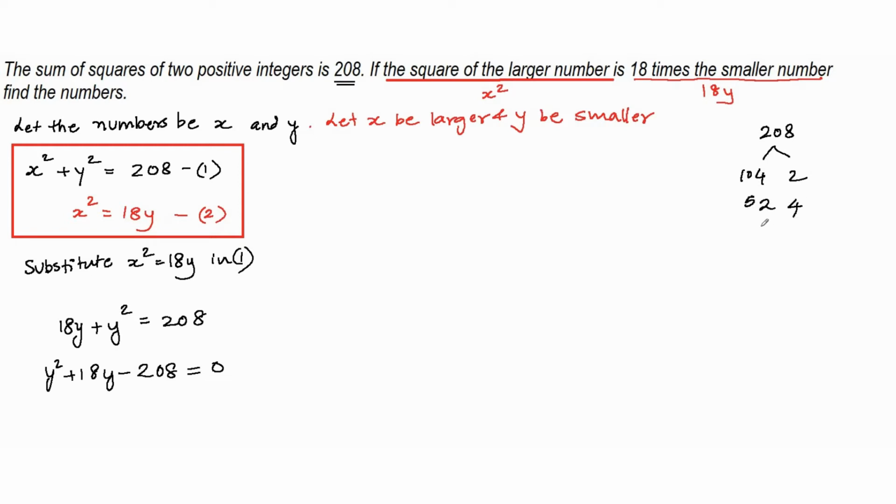52 fours are. This also doesn't give us a sum of 18. 26 eights are. Yes, I believe this is the right combination. We want the sum to be positive, so positive 26 and negative 8. And therefore we have y square plus 26y minus 8y minus 208 is equal to 0.